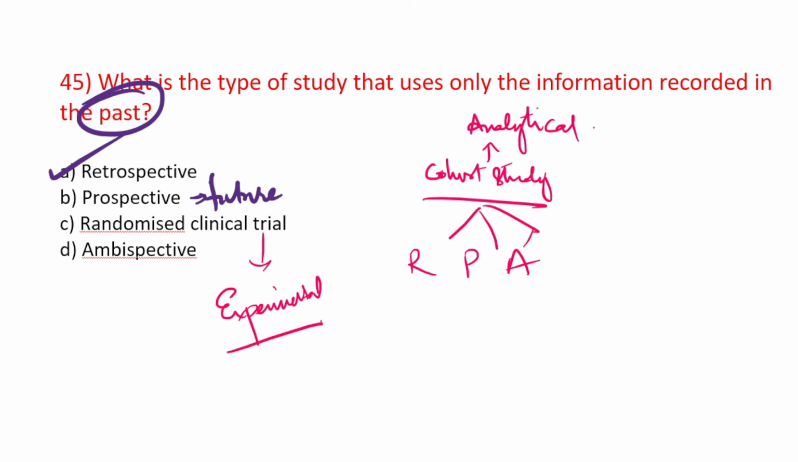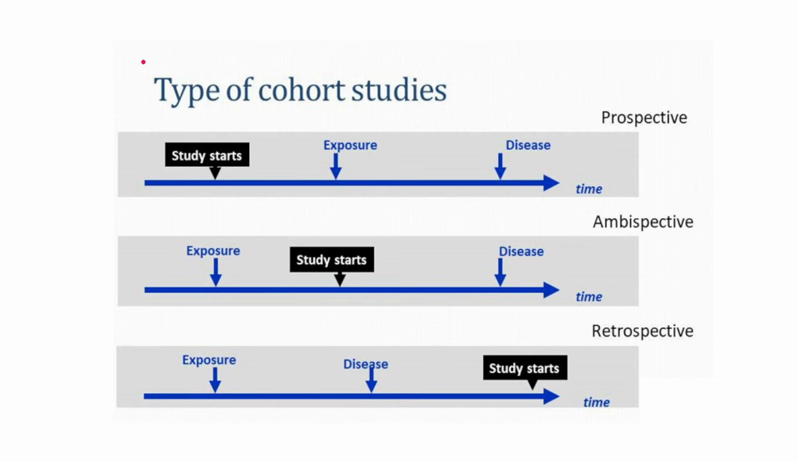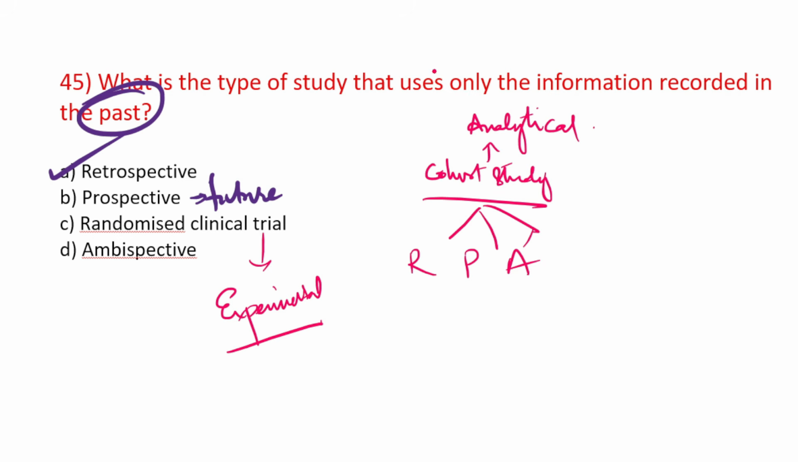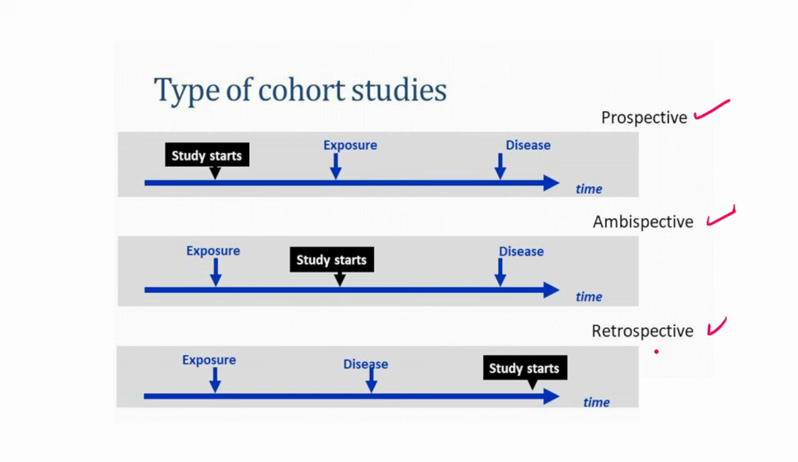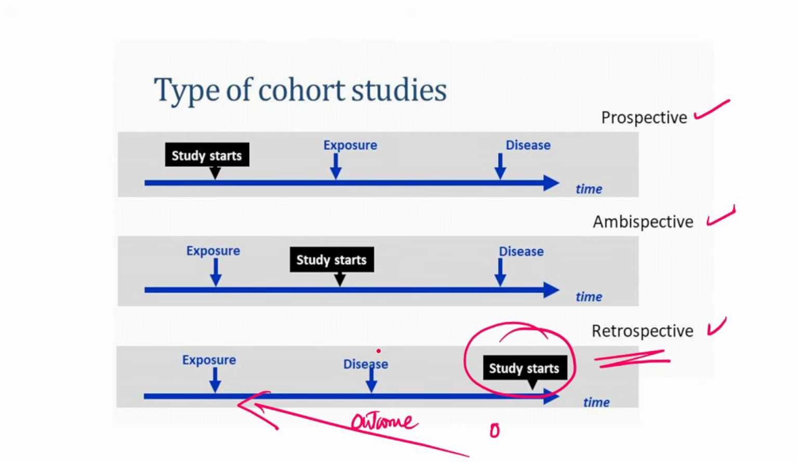Now see over here. This is regarding the types of cohort studies. See this chart carefully. Three types are there: prospective study, retrospective study and ambispective study. In our question they have asked what is the type of study that uses only the information recorded in the past. So it is the retrospective study, because in a retrospective study your study starts over here where the outcome is, and you are going in this direction. So this is called a retrospective study, what has happened in the past.